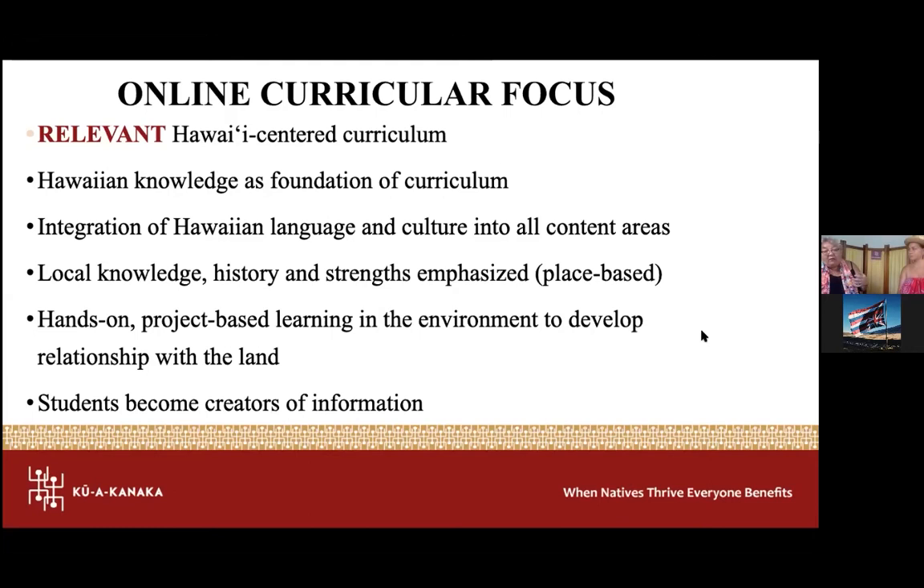So the more our projects are hands-on in the environment, that also allows us then to develop a relationship with the ʻāina, with the environment. And the other part about using relevant curriculum is that hopefully the things that the students study and the things that they learn will allow them to become creators of information, right? So it's not just about, oh, you know, study about your community, but what can you do now to help your community? What kind of things can you produce that are going to make a difference for your community?